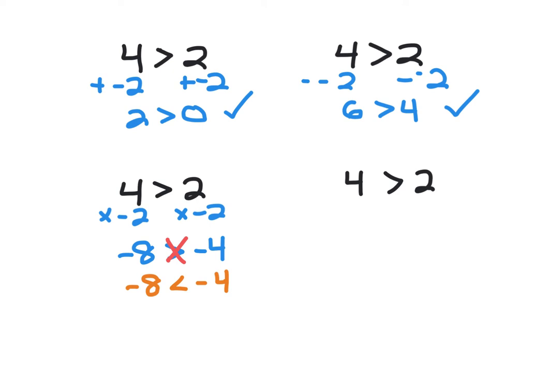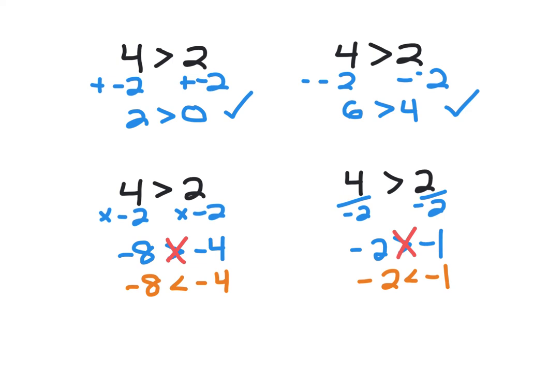When we go to divide by a negative, let's divide by -2. And that's going to give us -2 is greater than -1. Again, -2 is not greater than -1. It is further away from 0 on a number line. But if we want to maintain the trueness of that statement by flipping the sign, -2 is less than -1, we now have our true statements.